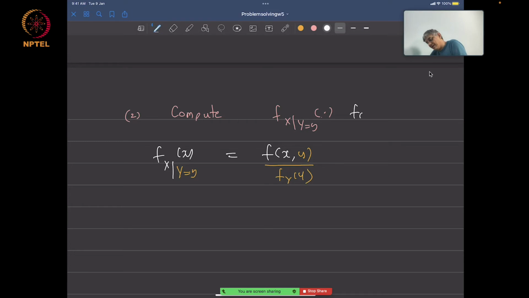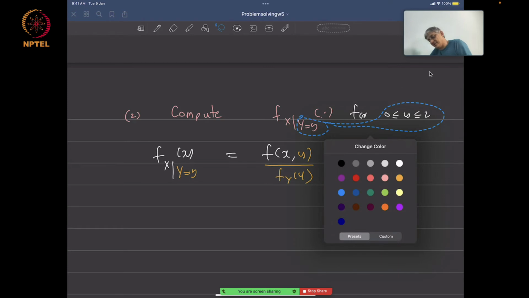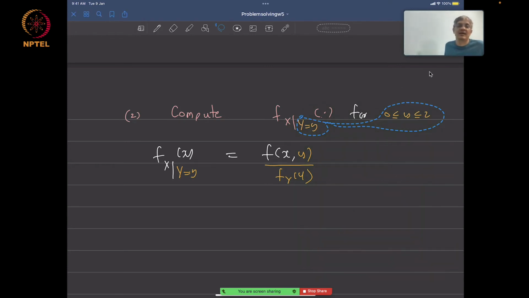So for y between 0 and 2, that's when the density is positive, right? So let me just make all this orange. It's clear to you that y is fixed, and I'm just computing the density of f_X. So what's that going to be?